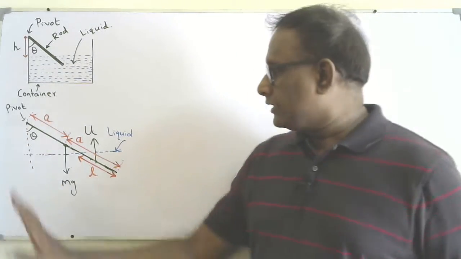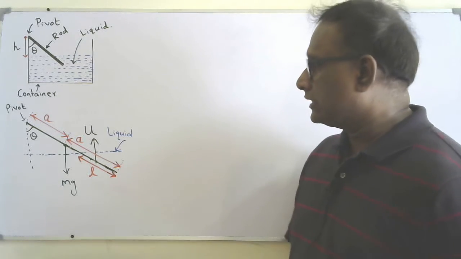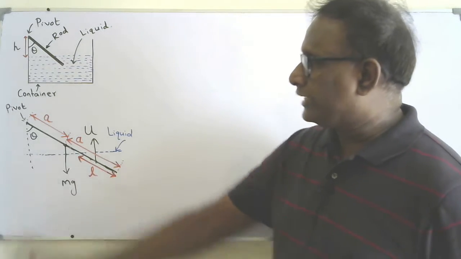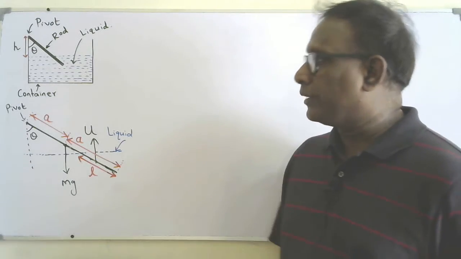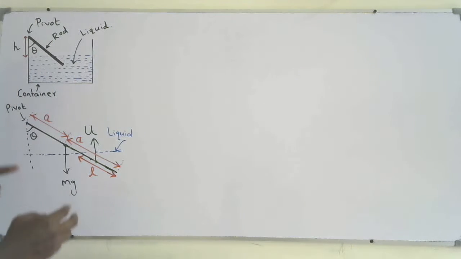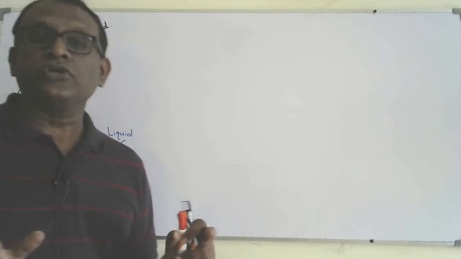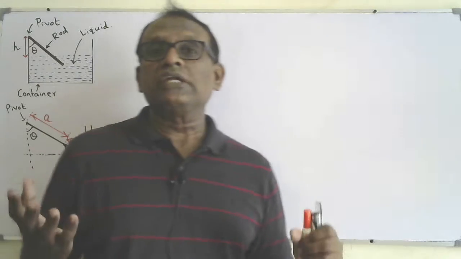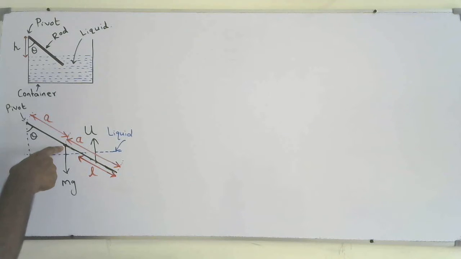Okay, so I drew the free body force diagram to show the forces acting on the rod. I'm not showing any force acting at the pivot because I'm going to take moments about the pivot. You can see the dimensions I marked. The question says it's a uniform rod, so the total weight of the rod will act at the center of mass of the rod. That will be the center point.